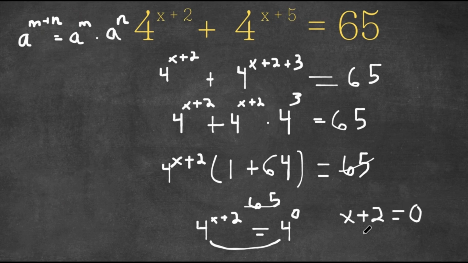Now, as you can see, we have a simple equation, and if we subtract 2 on both sides, we get x is equal to -2. So this is our answer.